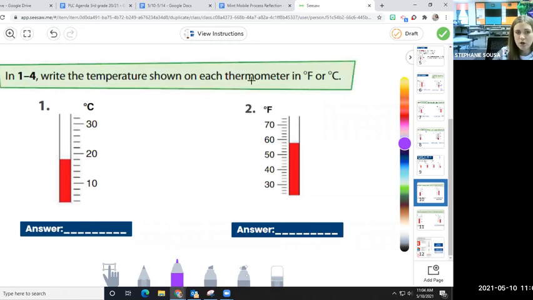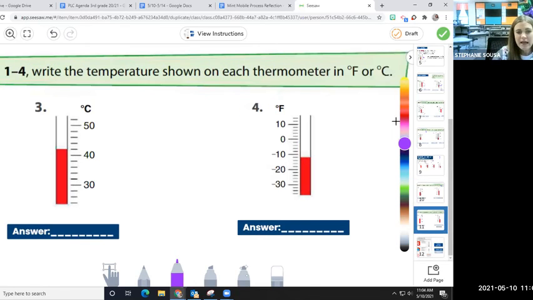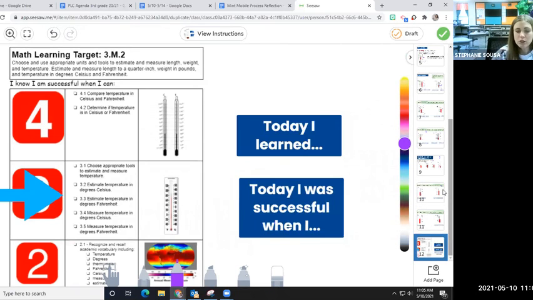Write the temperature shown on each thermometer in Fahrenheit or Celsius. On this independent slide, you have a choice. The choice is made for you because the thermometers are labeled. So I hope that you use the labels to write your choice correctly. Slide 11. Again, it says in Fahrenheit or Celsius. Use the labels on the thermometer and make sure you put your degrees Fahrenheit or your degrees Celsius in your answer. Okay. And then on slide 12, tell me what you learned about your temperature measurements today.